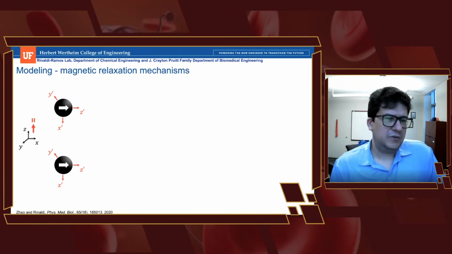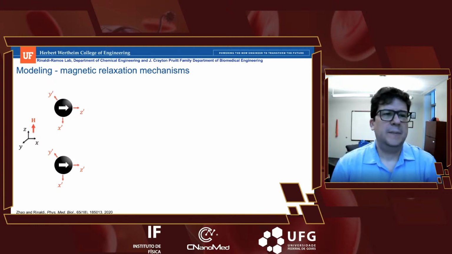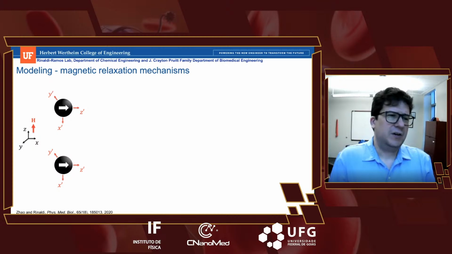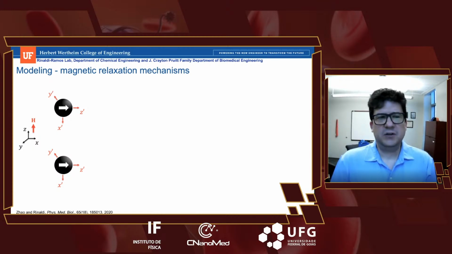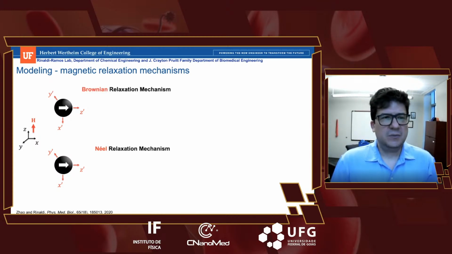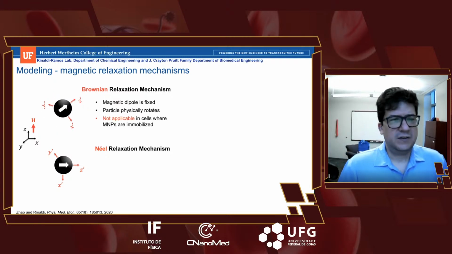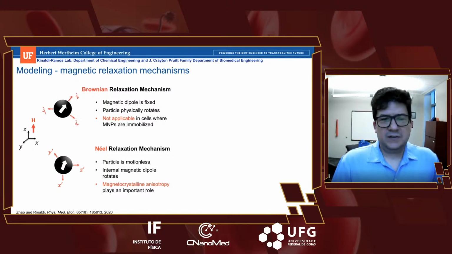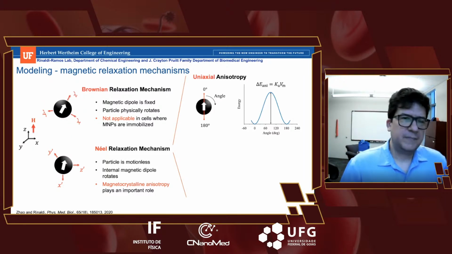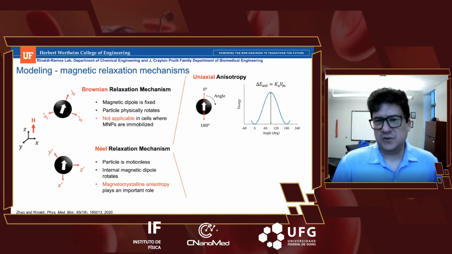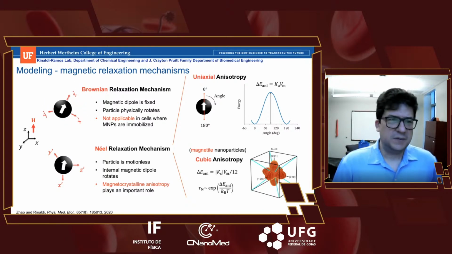As a reminder, I showed this yesterday. When you have magnetic particles in time-varying fields, they can respond to a magnetic field by either a Brownian relaxation mechanism or a Néel relaxation mechanism, where Brownian relaxation means physical rotation, and Néel relaxation means internal dipole rotation. Within Néel relaxation, you can have uniaxial anisotropy and cubic anisotropy.